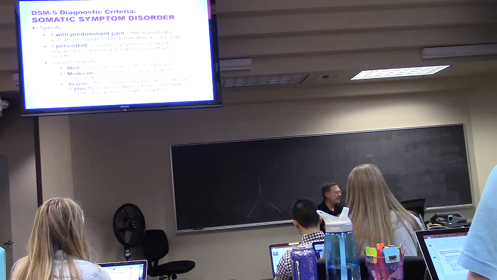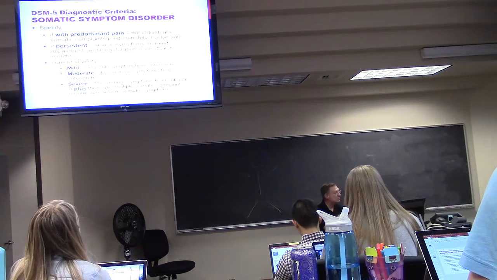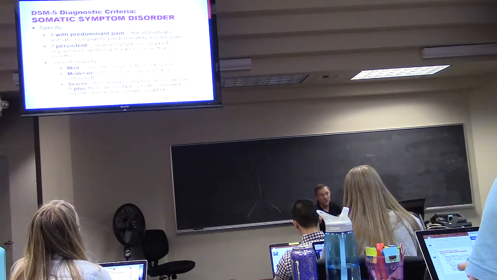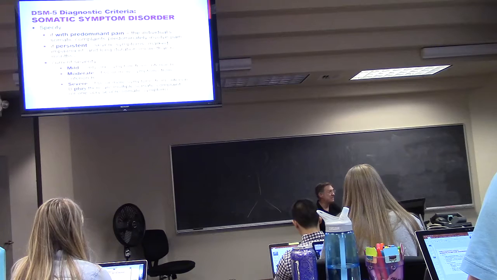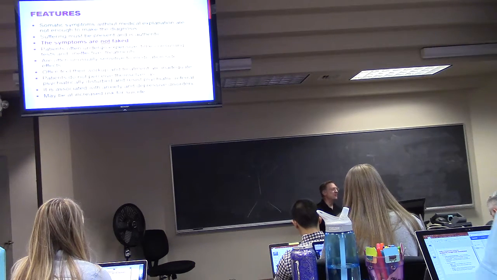Moderate, 2 or more from that category, and then severe is 2 or more of those, plus there are multiple complaints, or one something that's just so bad it's devastating by their assessment. Okay, so that's all the little pieces. So let's look at it.